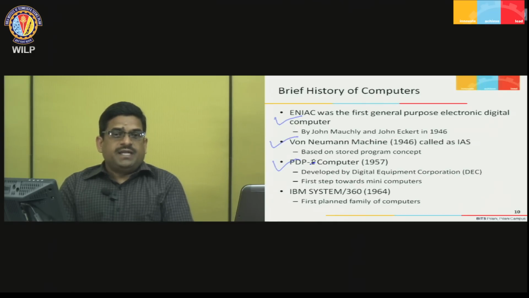Before that, ENIAC and von Neumann machines were based on vacuum tubes. Then, after developing all these machines like ENIAC, UNIVAC, the von Neumann model, IAS computer, PDP and all, the concept of the computer family came into the picture, and the first planned family of computers was the IBM System 360. It was initiated in 1964.